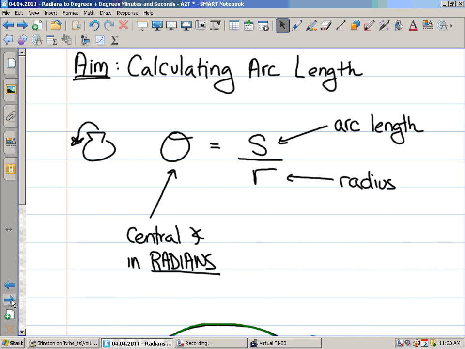Whoa! Formula! Big formula! If you're in physics, you will have seen this formula before. Theta equals S over R. This is not on your reference page. You have to memorize it. Theta is always the middle angle in radians, S is always the arc length, and R is always the radius.